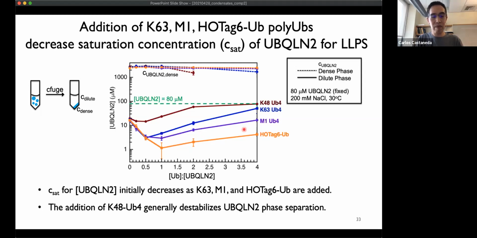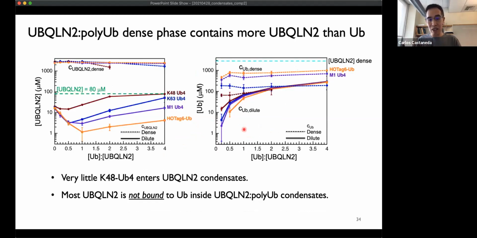We can also do this by looking at the polyubiquitin signal. When we measure the dilute phase, the dilute phase are these solid lines, and the dotted lines are the dense phase measurements of these polyubiquitin chains. You can see how the dense phase concentrations of these polyubiquitin are significantly lower than the dense phase concentrations of ubiquilin. And again, the order in which you see this corresponds to the same order that we saw for the phase diagram, whereby the hot tag is really the one that's driving more phase behavior over a greater range. That's exactly what we're seeing here.